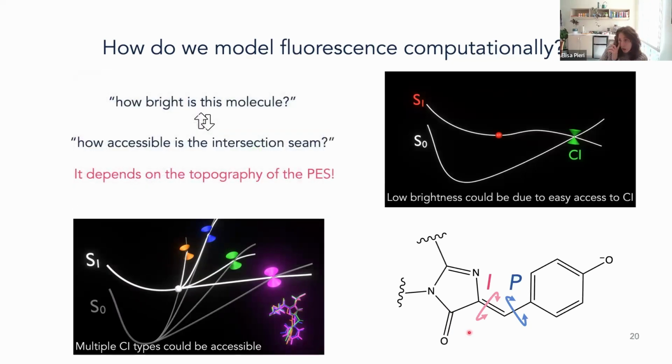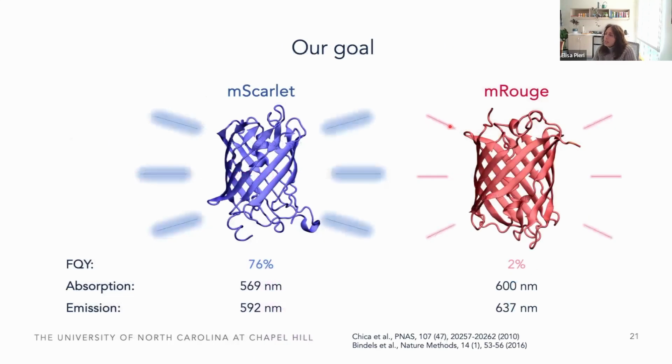So actually asking how bright this molecule is means, in computational terms, to estimate how accessible the intersection seam is. And it strongly depends on the shape of this new potential energy surface. So in this project, we compared two red fluorescent proteins called mScarlet and mRouge. They are very similar from a sequence point of view. There are just a few point mutations here and there. And in fact, the absorption and emission are also quite close together, but the fluorescent quantum yield is very different. mScarlet is the bright one, and mRouge is basically dark.